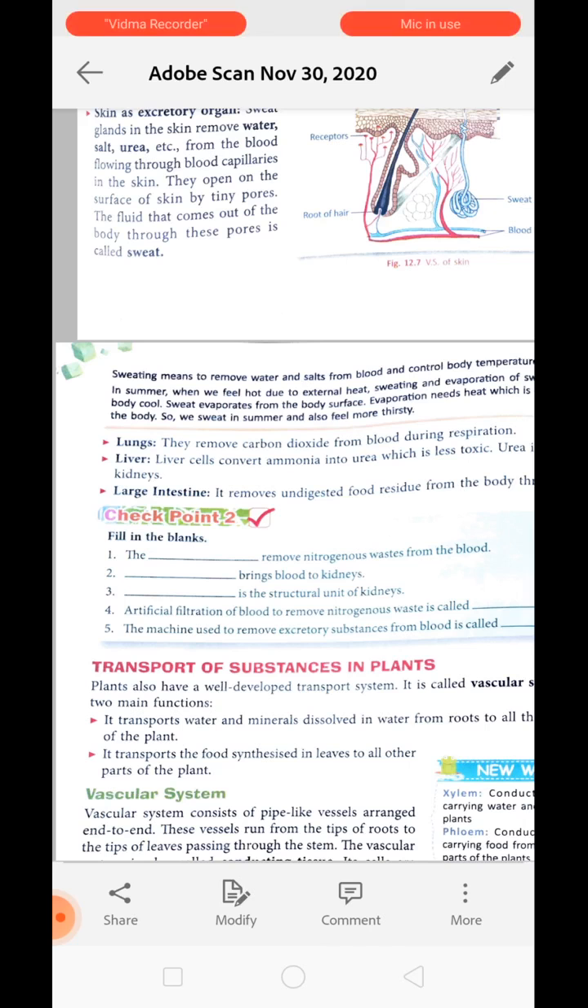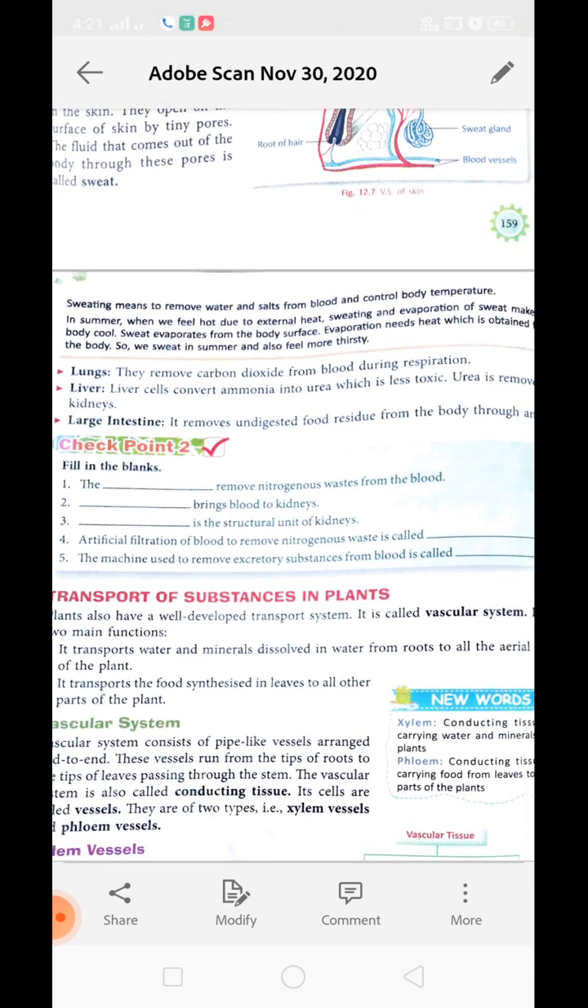Okay, understood? Now sweating means removing water and salt from the body, from the blood, and of course it controls the body temperature as well. In summer, when we feel hot due to external heat, sweating and evaporation of the sweat make the body cool down. Evaporation needs heat energy, and that heat energy is provided by the body. That is why we feel cold when the sweat evaporates. And as water is released in the form of sweat, of course we feel thirsty during summer because we have lost water along with salt.